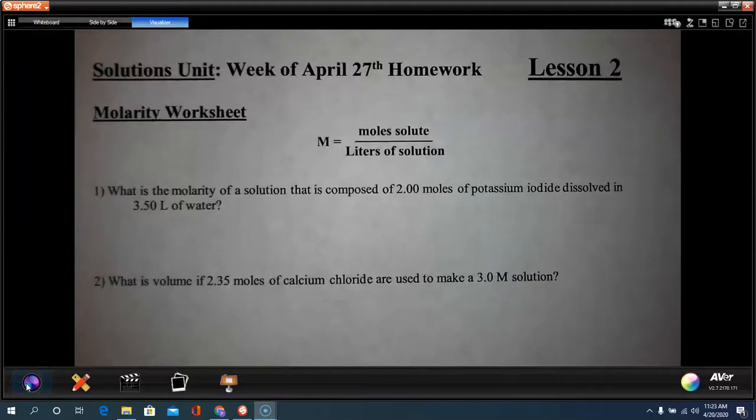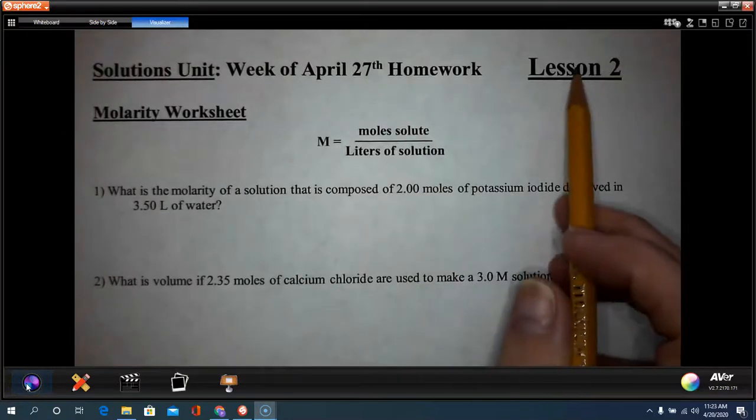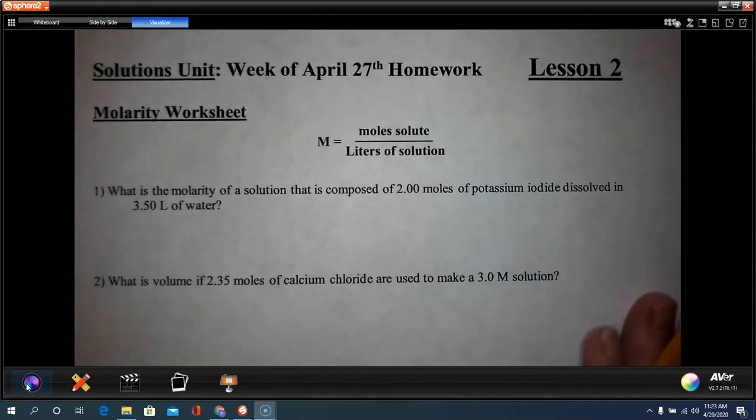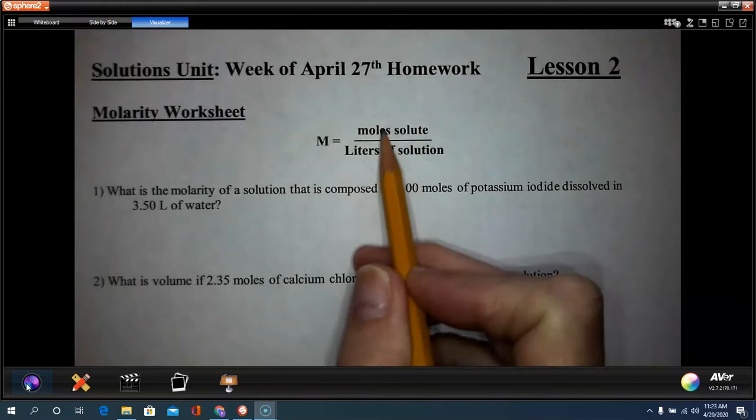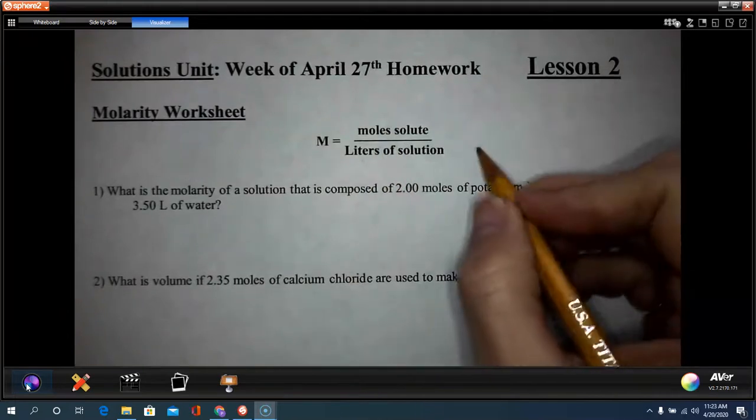Okay, this is homework for the week of April 27th. It's the second homework. We're going to calculate molarity, and up here we've given you the formula. Molarity is moles divided by liters.